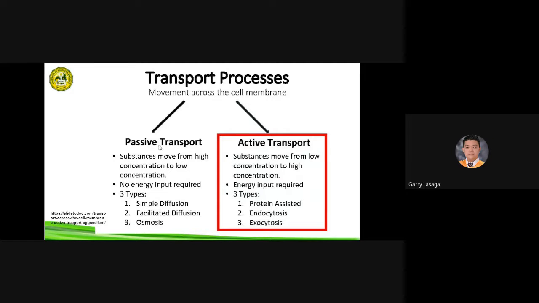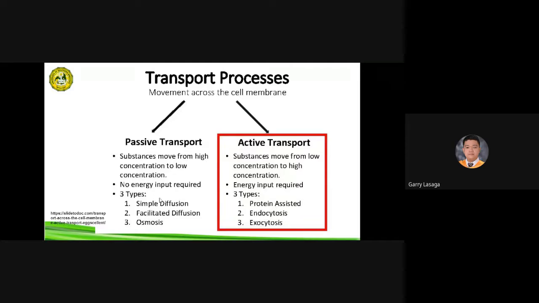for passive transport, substances are moved from higher to lower concentration. For active transport, the substances are moved from lower to higher concentration. That is an uphill movement. For the passive, this is a downhill movement of molecules. So this passive transport will not require energy. Active transport will require energy. There are three examples of passive transport.